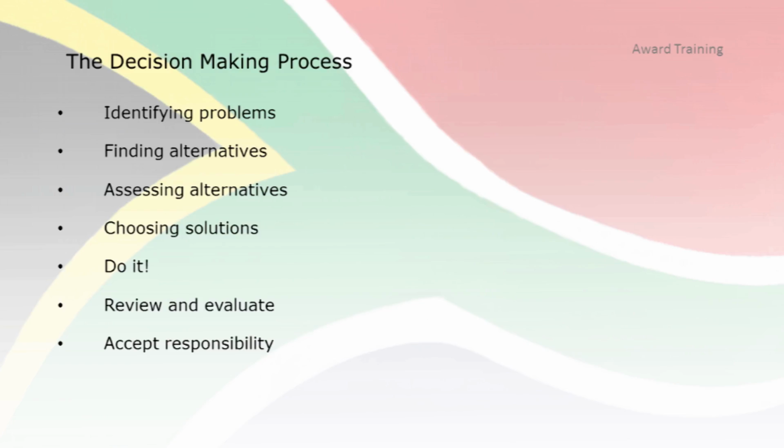There's a simple process to follow in making decisions. First we have to identify what the problem is and then find alternative solutions. We need to then assess which is the best alternative solution to use. The tricky part is to choose the right alternative solution and then to do it or implement it. Review the decision to see if it was the best solution. But at the end of the day, that decision stays your responsibility.